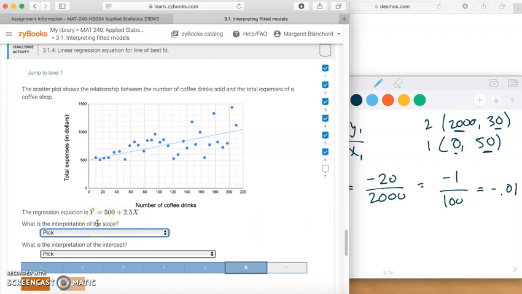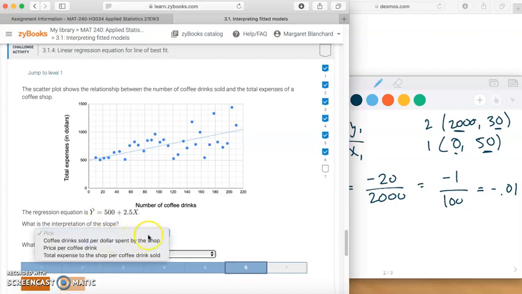What is the interpretation of the slope? Remember, the slope tells us for every unit increase of x, this is how much y increases. So let's look at our options. As coffee drinks sold per dollar spent by the shop, remember we're using x to predict y, so our slope is going to tell us something about our y variable.